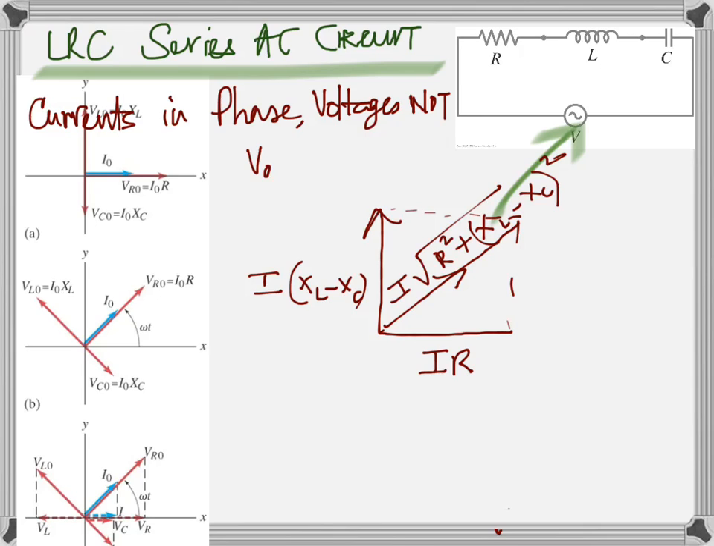Is that right? It's not complicated. Square this, add them up, take the square root. I squared, square root of I squared is I, that's why I took it out. And this looks like I times, wow, that's not a resistance. That's not a reactance. It's a combination of a resistance and a reactance, and it's called impedance. So when you see the word impedance, you know it's a combination of a resistance and a reactance.